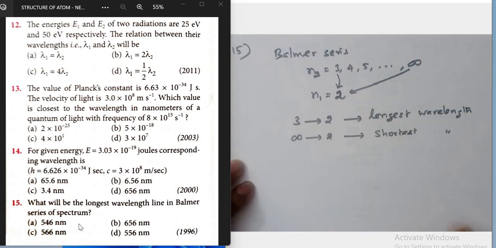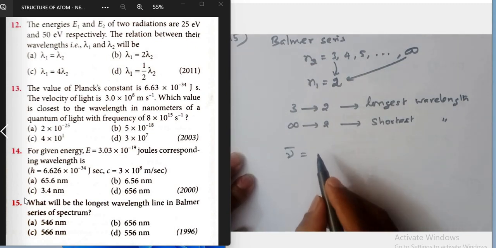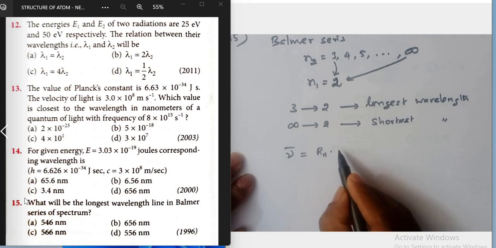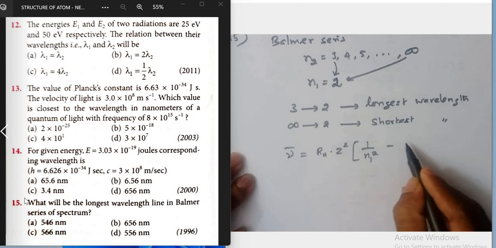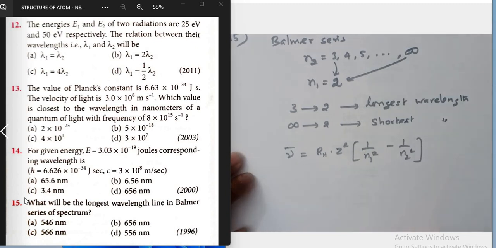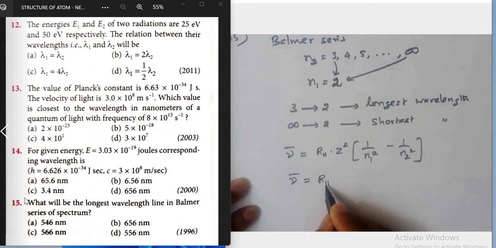So in question number 15, they are asking what will be the longest wavelength line in Balmer series of spectrum. That corresponds to the 3 to 2 transition. You know very well the wave number formula: nu bar equal to Rydberg constant for hydrogen atom into Z square into 1 by n1 square minus 1 by n2 square. This is the formula. I will keep this nu bar as such, and the Rydberg constant as such.